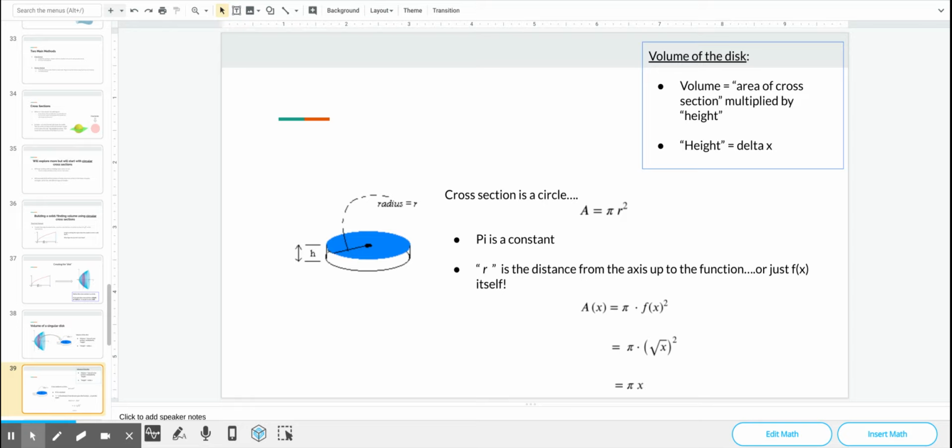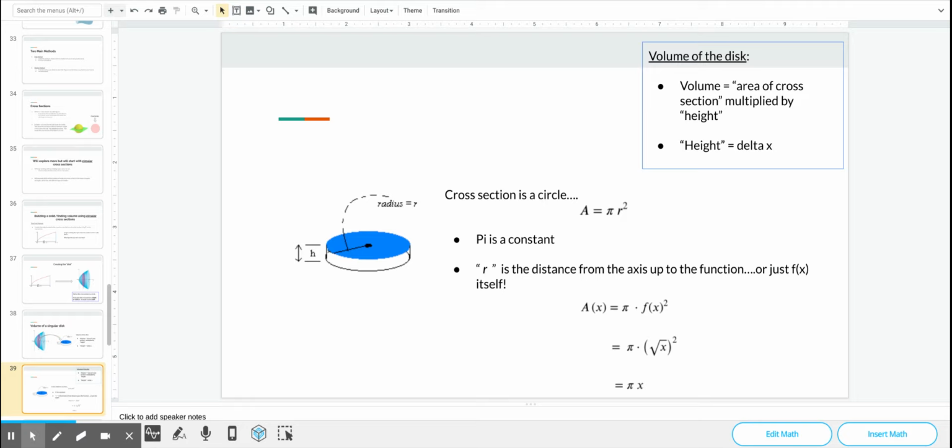And so what we're actually doing is creating an area formula for each cross section. The area formula is A of x, so the area in terms of x is pi, because pi is a constant, multiplied by the radius squared, which is just the function, f of x. In this particular problem, our function was the square root of x. If I square the square root of x, I just get x. So the area of any cross-sectional circle, at any point along the solid figure we created, would just be pi times whatever x value you sliced at.